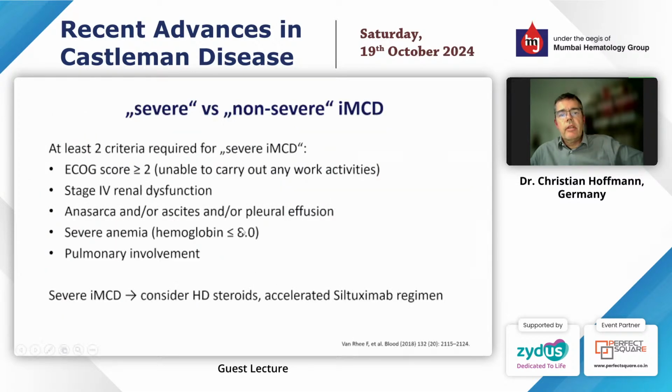There is the recommendation to distinguish between severe and non-severe IMCD. You need at least 2 criteria required for severe IMCD, which are an ECOG score of more than 2, severe renal dysfunction, anasarca, severe anemia, pulmonary involvement. And in the case of severe IMCD, you may consider high-dose steroids or even higher doses of cetuximab.